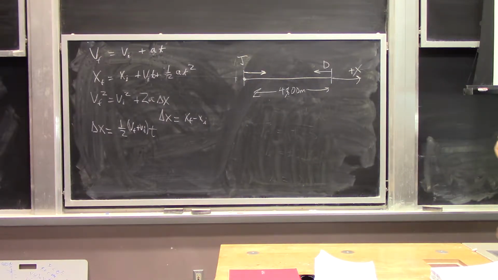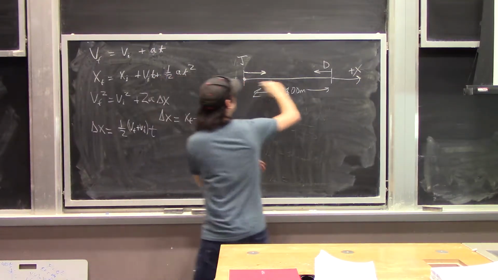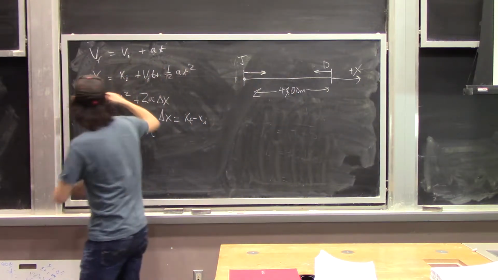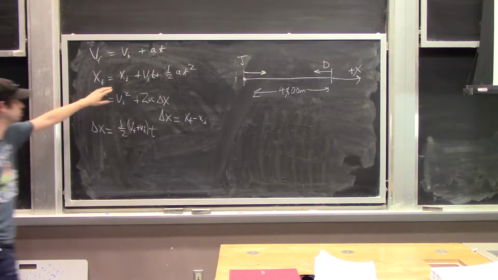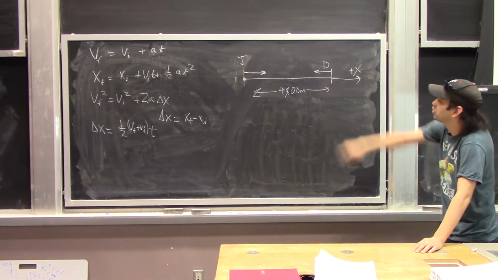Okay? The reason I'm doing this is that when I define my origin and my direction, that's going to change the way that I represent these terms in this equation. We'll see that in just a second. So let's first write Jimmy's equation.